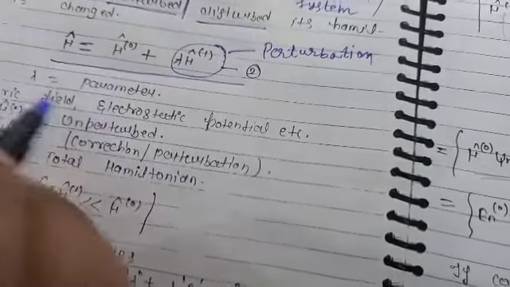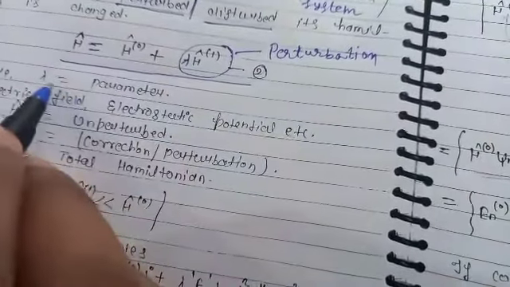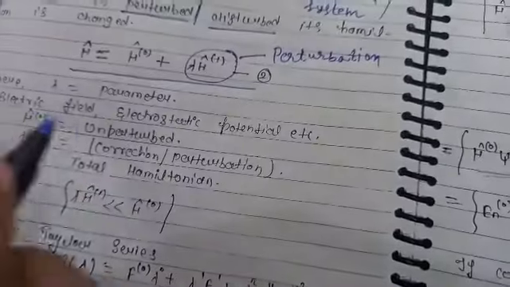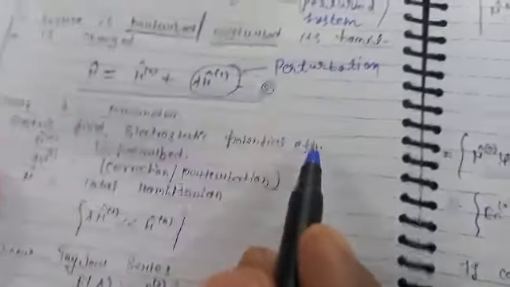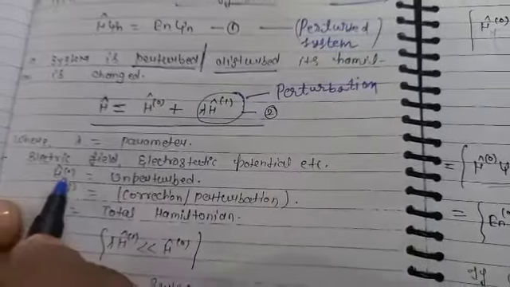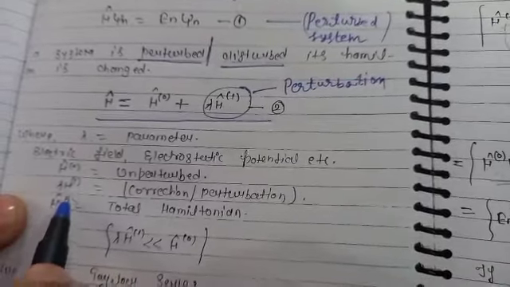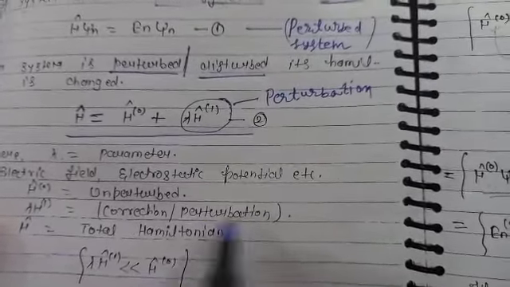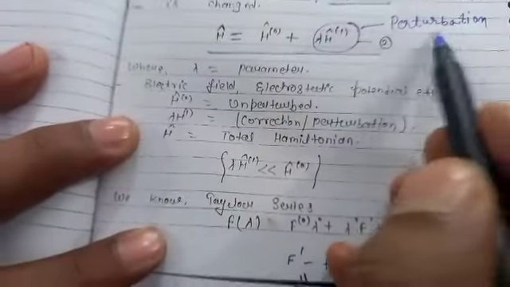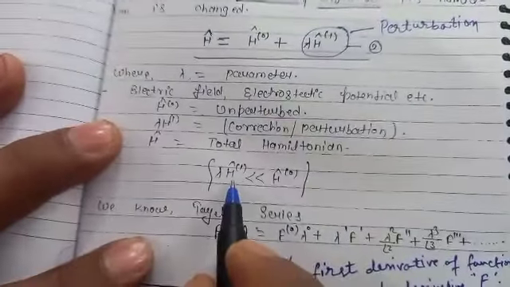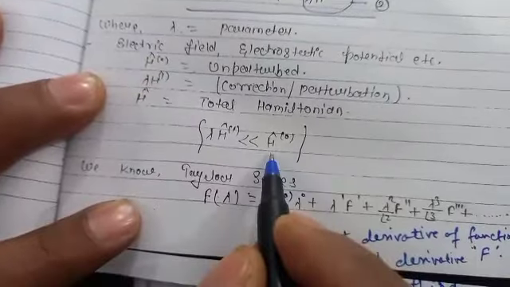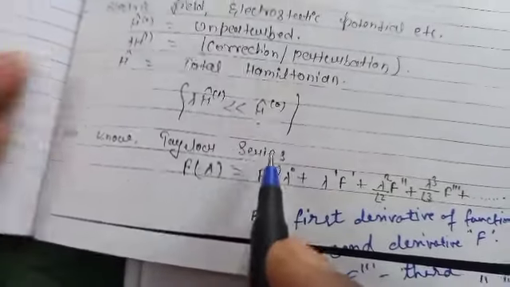Here, lambda is a parameter that may be an electric field, electrostatic potential, magnetic field, etc. H naught is the unperturbed Hamiltonian. Lambda H one is the correction or perturbation. H is the total Hamiltonian. And the amount of perturbation is very, very small in comparison to the unperturbed Hamiltonian.